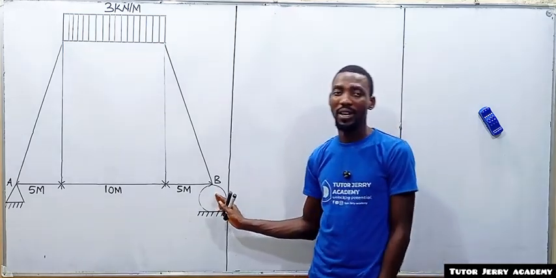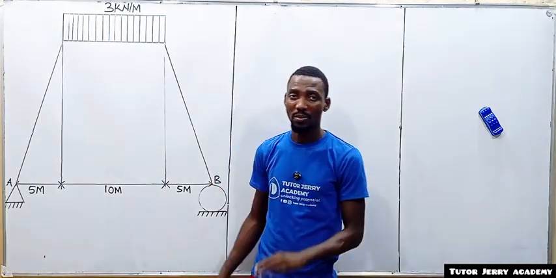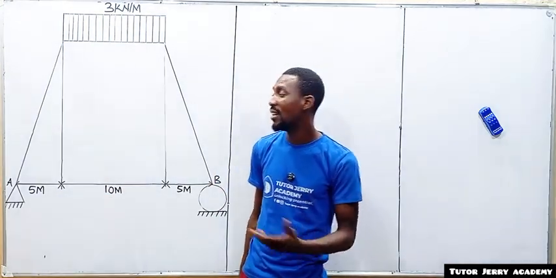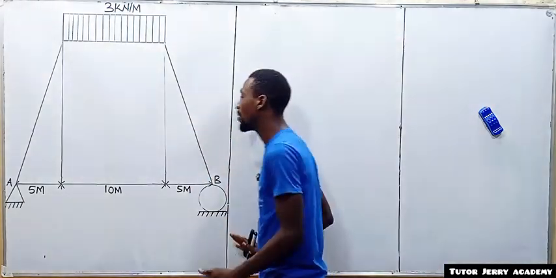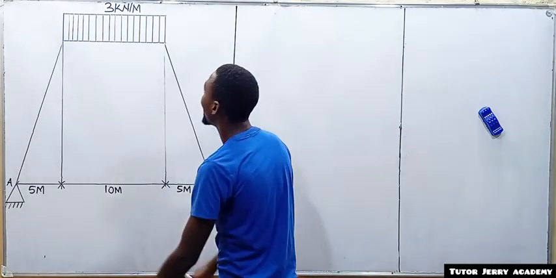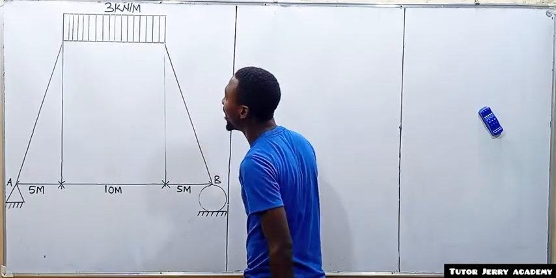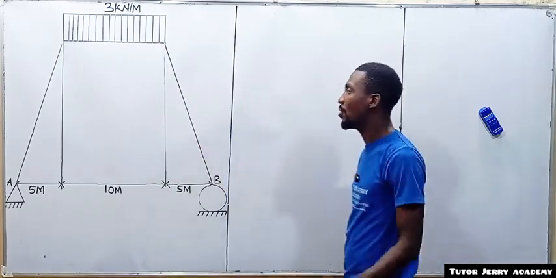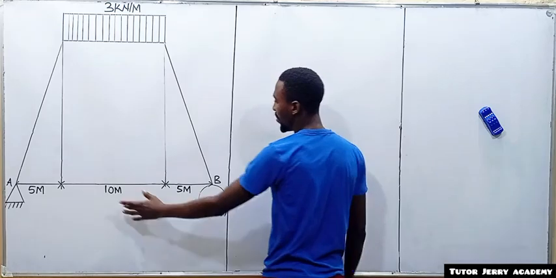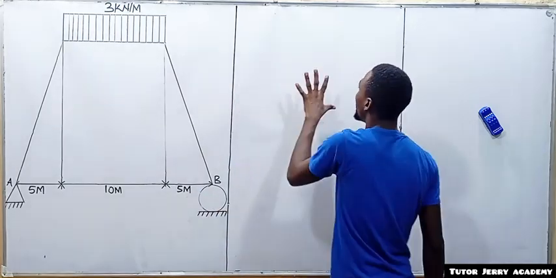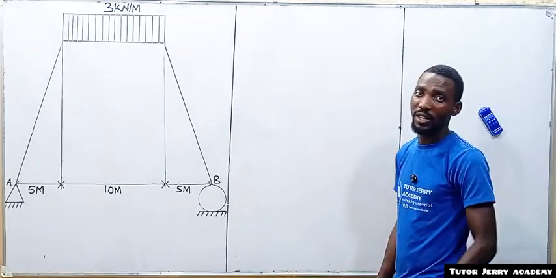Here we are going to have an upward reaction, and here we are going to have two reactions, but we are not going to consider the horizontal reaction since we don't have any horizontal force. So we are just going to be considering two vertical reactions here, and here we are going to convert this UDL to a point load. And how do we do that? We multiply 3 by what? By 10. And then we are going to redraw the free body diagram here. So watch out as we do that.